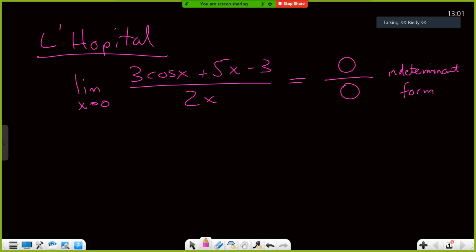However, with L'Hôpital, what L'Hôpital realized and wrote a rather lengthy proof about is he came up with a fancy schmancy theorem. So I'm going to write down the fancy schmancy theorem just so you can see it, but then I'll also explain it to you in English.